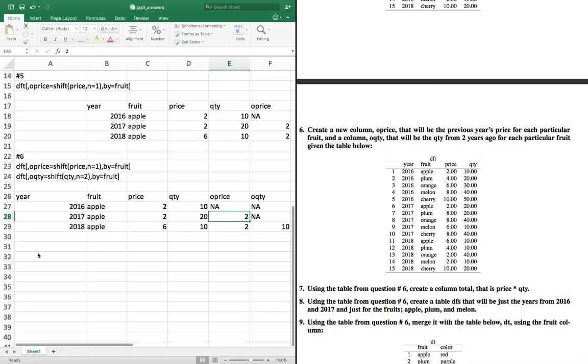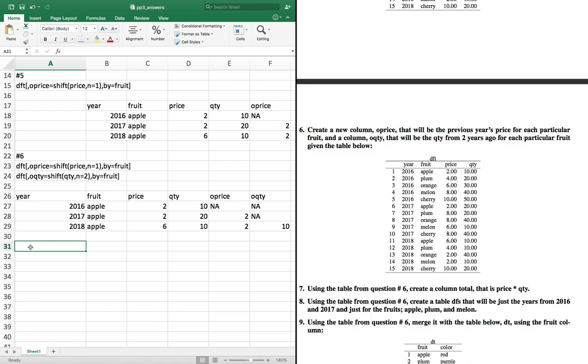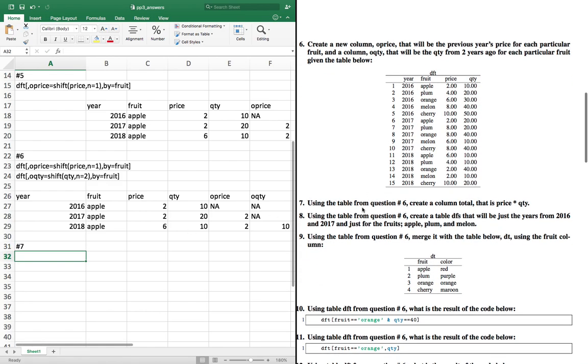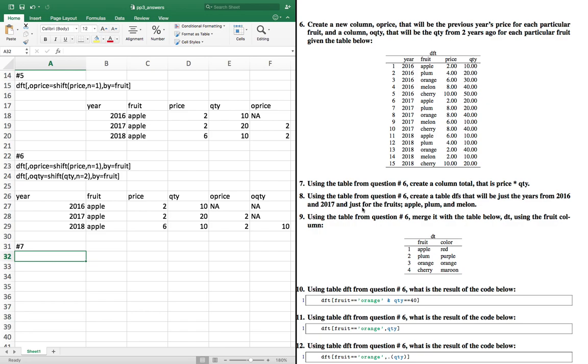Down to number 7. All right, using the table from question number 6, create a column total that is just price times quantity. This is easy, guys. We did this math before. DFT, all the rows. The new column name will be total, and it'll just be price times quantity.